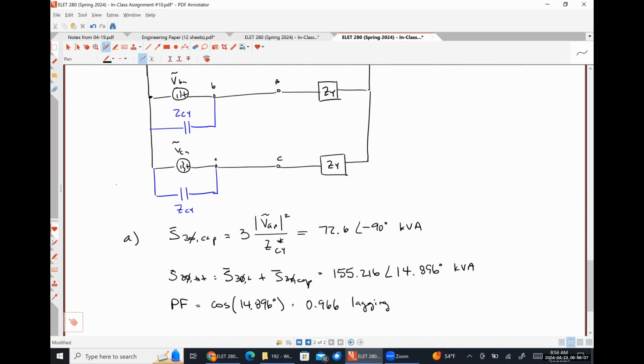So I'll let you guys write all that stuff down. You can ask any questions about it if you want before I erase it and we go on to part B, just because I don't have enough space, I don't think.